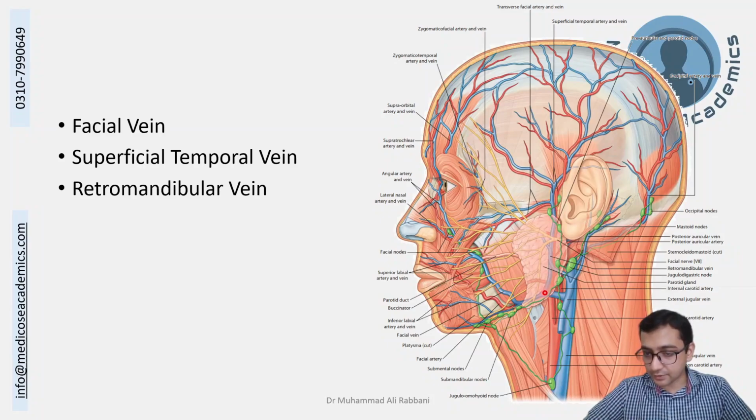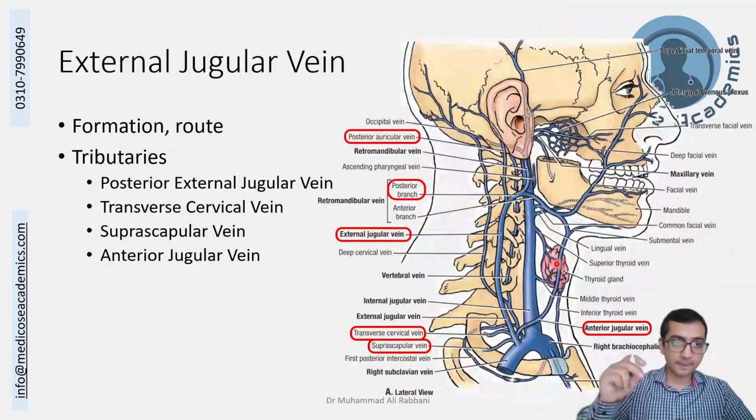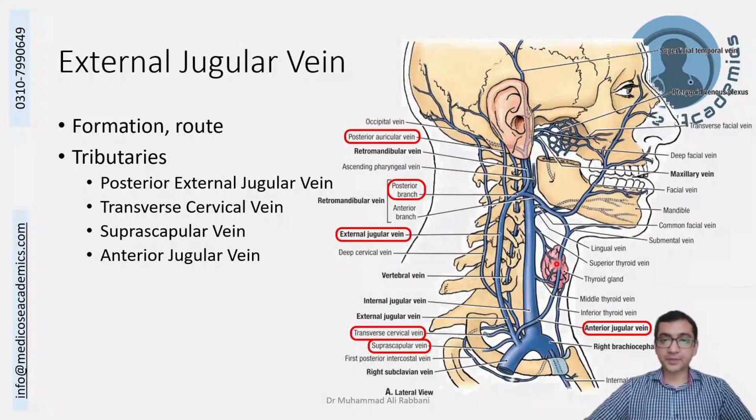Here it is joining with the anterior division of retromandibular vein to form the common facial vein, and it is joining into the internal jugular vein. And here superficial temporal vein is shown to receive maxillary vein to form the retromandibular vein that is dividing into anterior and posterior division.